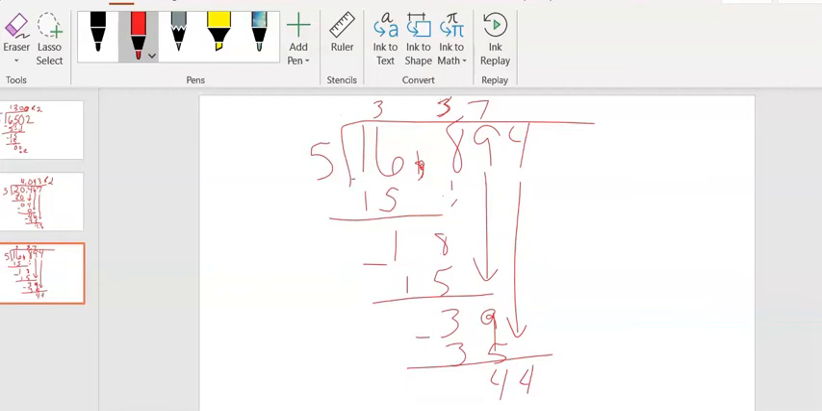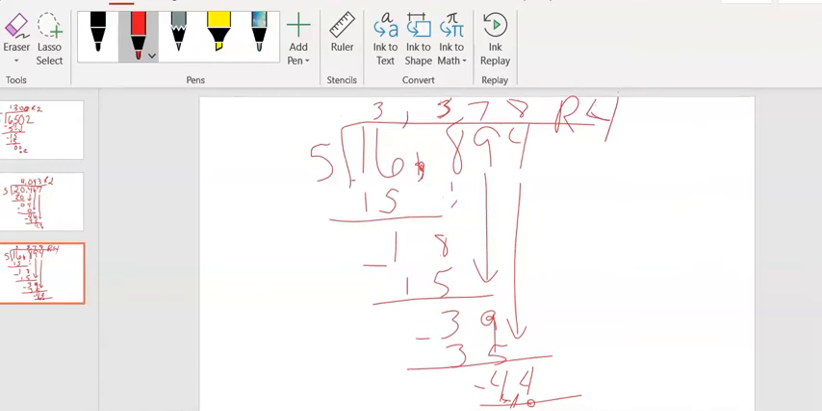And we decided that 8 multiplied by 5 is 40. 9 multiplied by 5 is 45. So 9 is too big. So this will be an 8. And that would become 8 multiplied by 5 is 40. And we're going to subtract those, which will leave us with a 4, right? A remainder of 4. So our answer would be 3,378 remainder of 4.